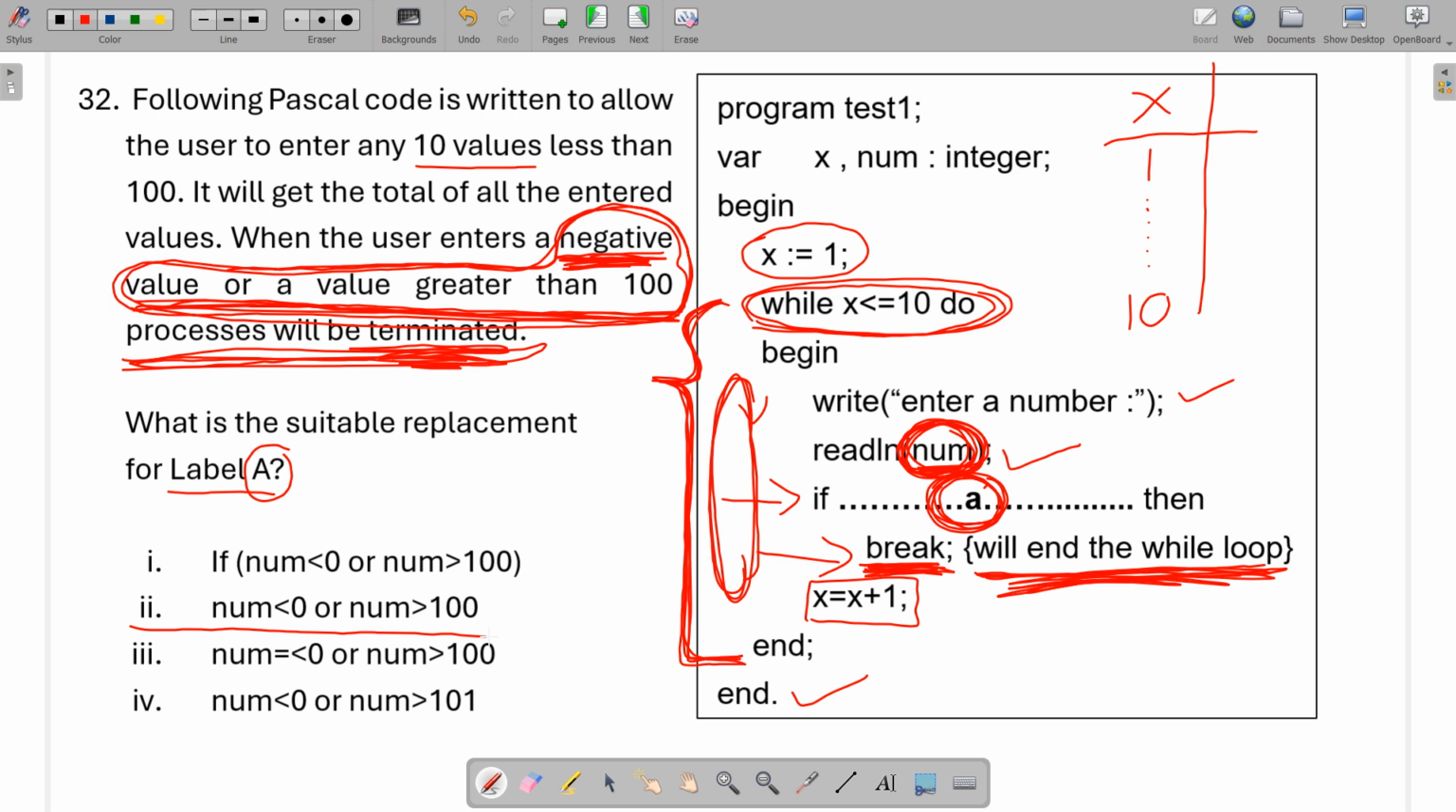The first one is wrong because the word if is there; in the code the if is already there, so we don't need if again. The third one is wrong because equal signs are used, right? And the fourth one is wrong because this says larger than 101. It's not larger than 101, it should be greater than 100, right? So the second one is going to be the answer for this question.